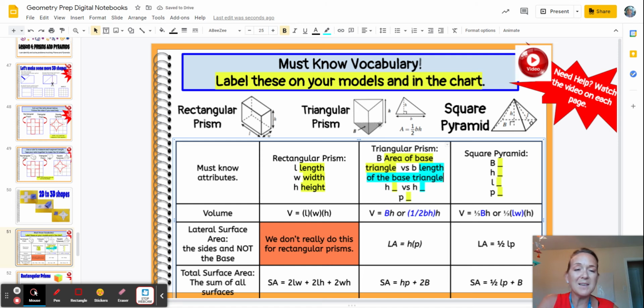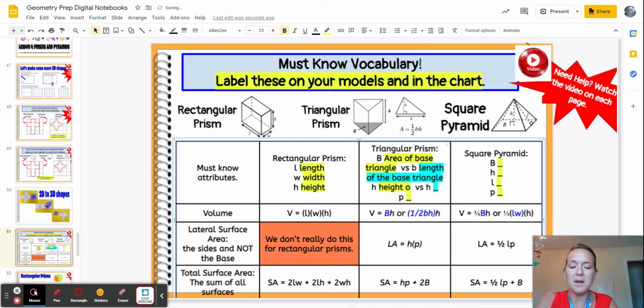The big B is this whole area. Okay, so that's 1/2 base times height. And then the little b is just that bottom length or kind of the width of the triangle. That's the base. Then I've got 2 H's as well. The H for the prism is this H. That's the height of the prism.